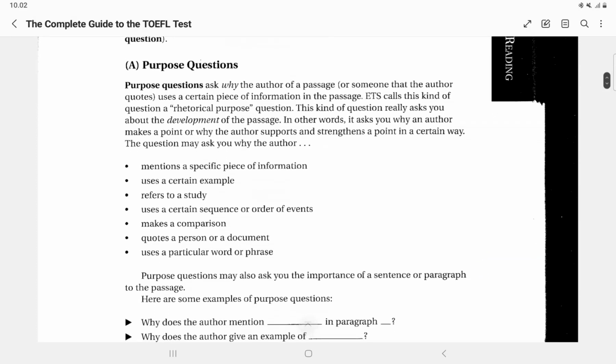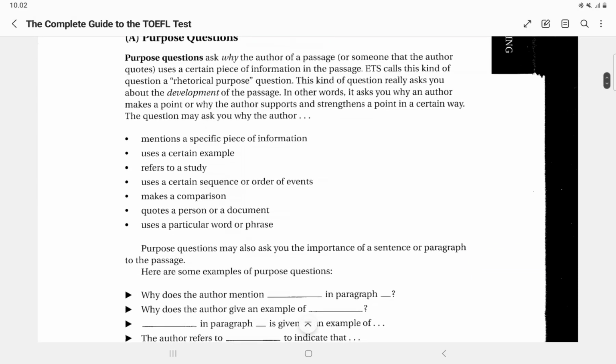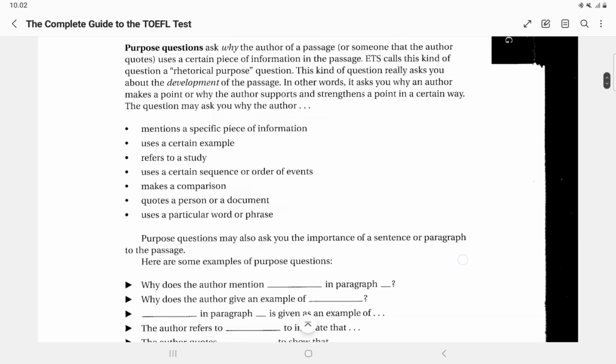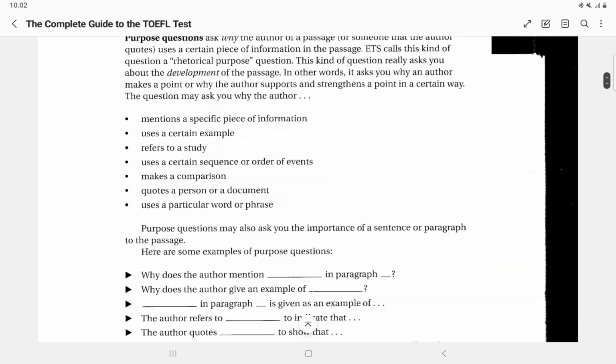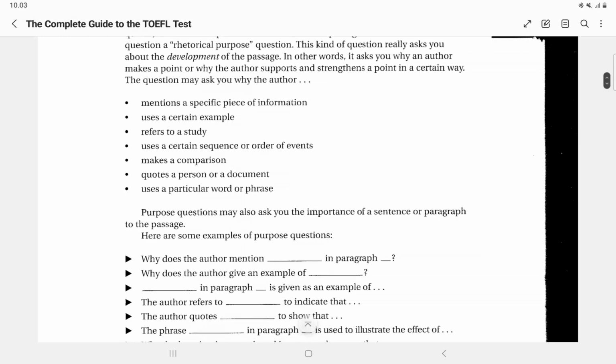A. Purpose questions. Purpose questions ask why the author of a passage, or someone that the author quotes, uses a certain piece of information in a passage. ETS calls this kind of question a rhetorical purpose question. This kind of question really asks you about the development of the passage. In other words, it asks you why an author makes a point or why the author supports and strengthens a point in a certain way.